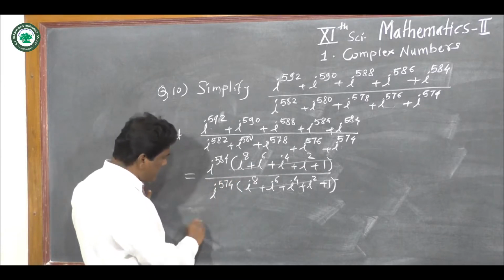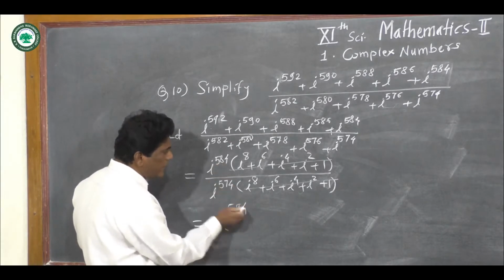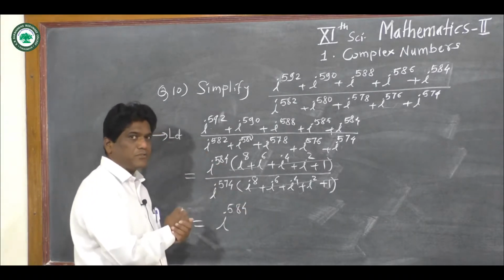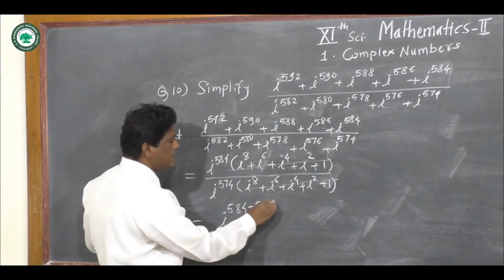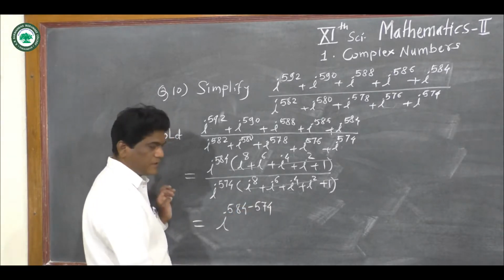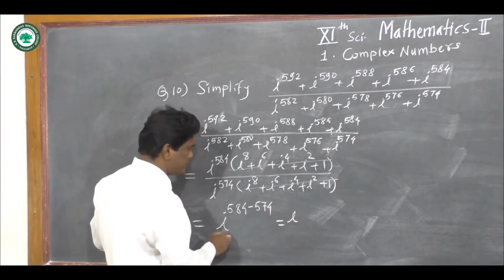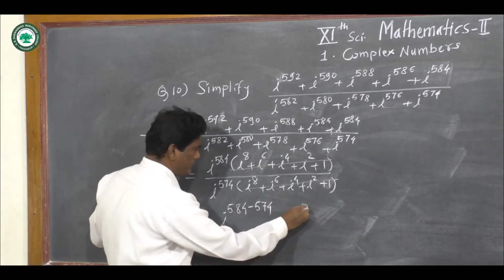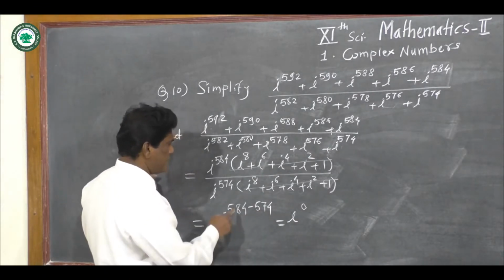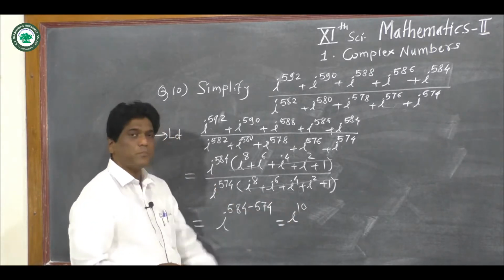Now it is equal to i^584, and shifting the denominator power to the numerator using the rule of indices, it becomes minus 574. Get it? So it is i to the power 584 minus 574: 4 minus 4 is 0, 8 minus 7 is 1, and 5 minus 5 is 0. So i^10.